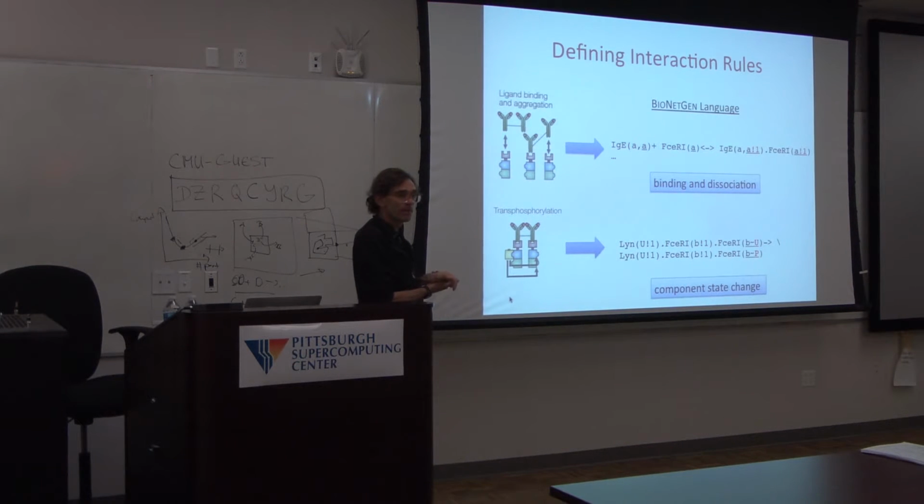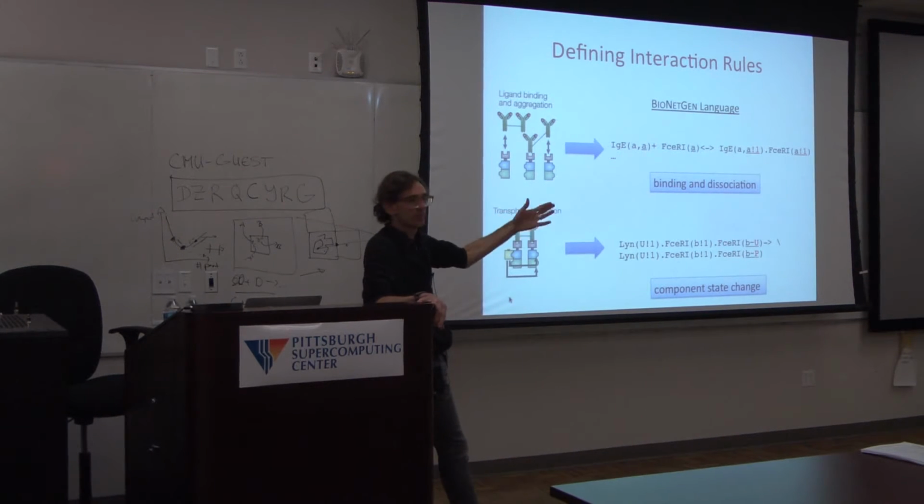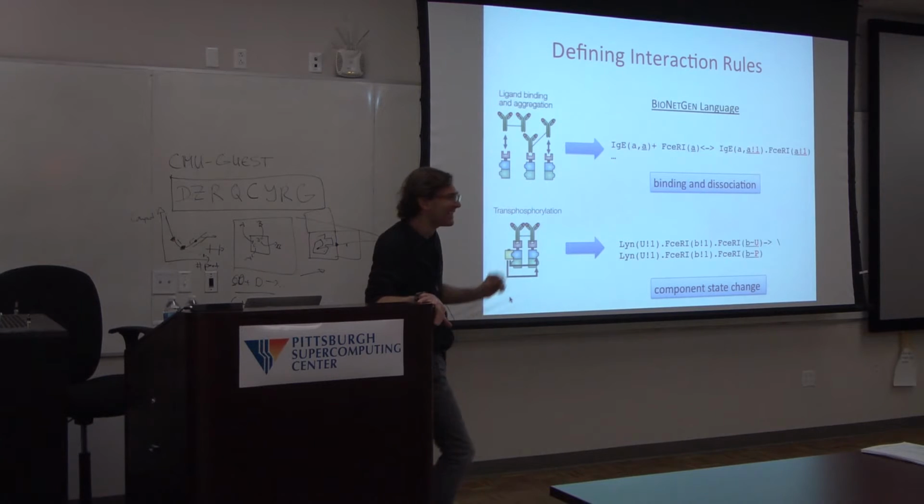So if you specify that the first A in IgE has a reaction where it can become phosphorylated, that's enough to specify for both A's? Yes, absolutely. If I had 50 of them, I would write one rule, and then that could make all 50 be phosphorylated. Don't try that one.